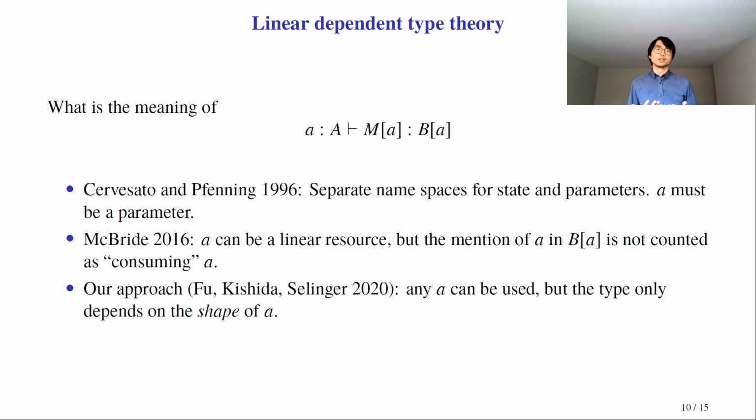Let me give you an intuition about the shape of data. If we think of data as a tree, then the shape of this data is the same tree structure except that we replace all the leaves with units. So for example, for a list of qubits, its shape is a list of units, which is the same as its length. Now my co-author Kohei Kishida will explain the categorical underpinning of our approach.